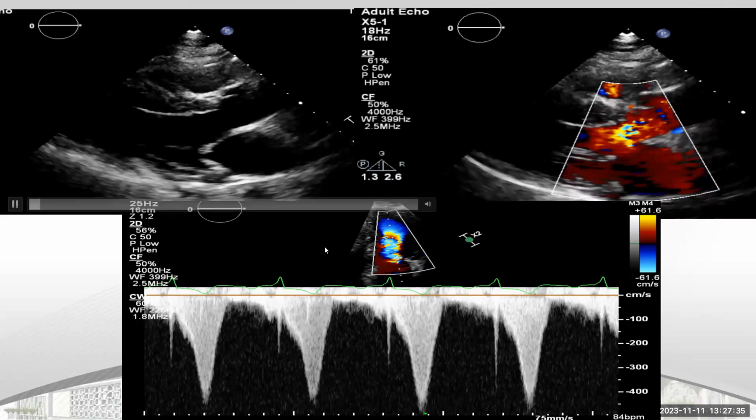Okay, this is a good comment. He said interventricular septum 30 millimeter in HOCM.